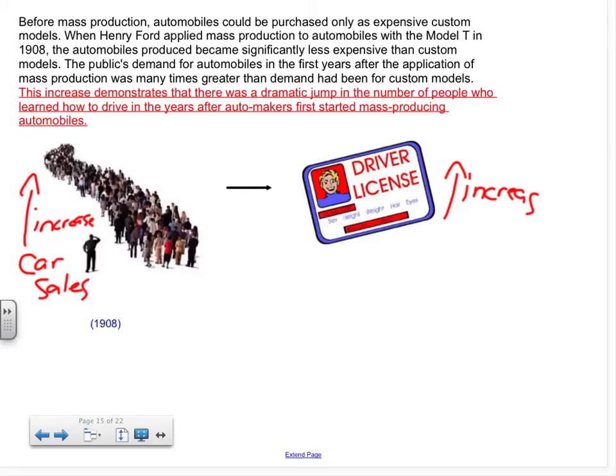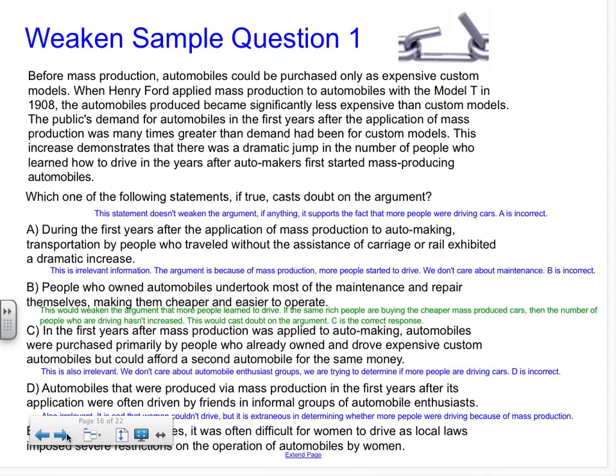So if we can find something that gives another explanation as to why there was an increase in car sales, that would negate the idea that more people will get their driver's license, we will be able to answer the question. So let's take a look at the question again. The last part is, which one of the following statements, if true, casts doubt on the argument? So let's take a look at A.